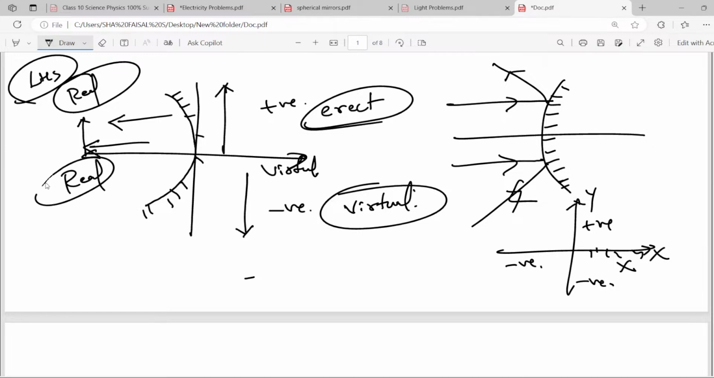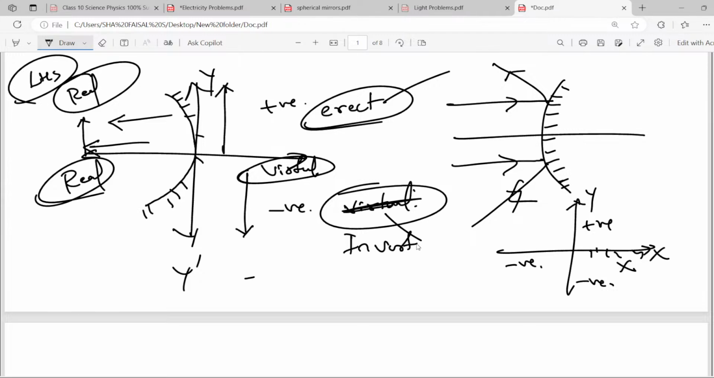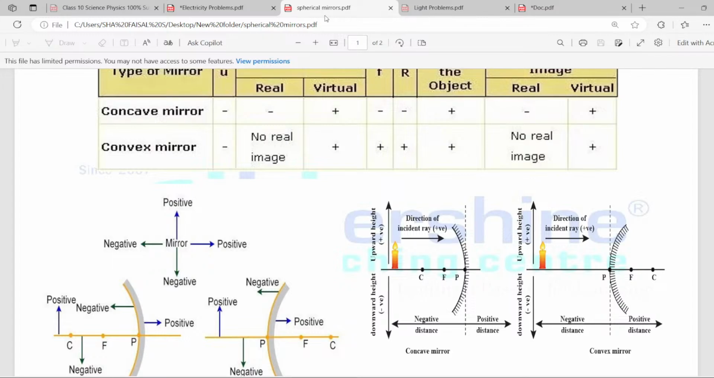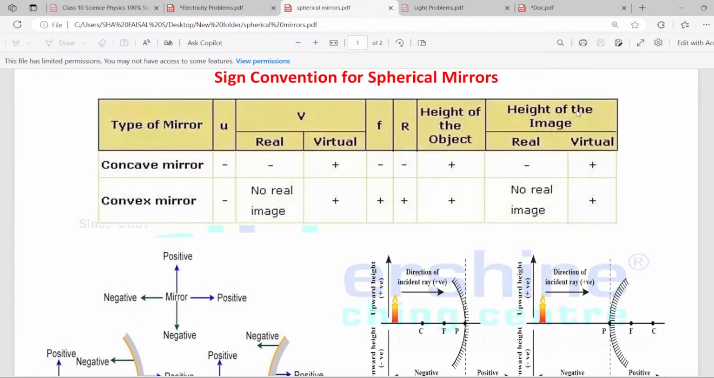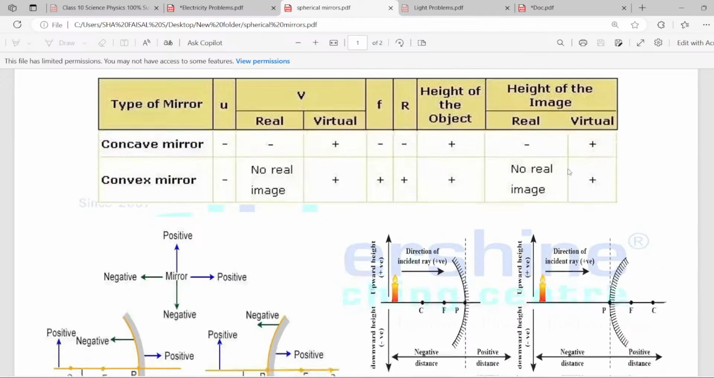On the X axis you take real and virtual. On the Y axis you take erect and inverted. Sorry, erect and inverted, not virtual. If the image is formed above the X axis, it is an erect image. If the image is formed below the X axis, it is an inverted image. Clear? So this is the sign convention. Height of the object is positive; height of the image, if it is real, is negative, and if it is virtual, positive.